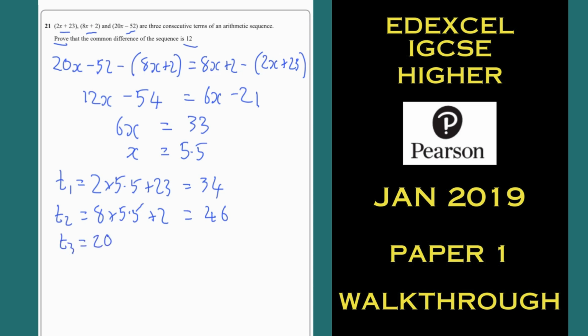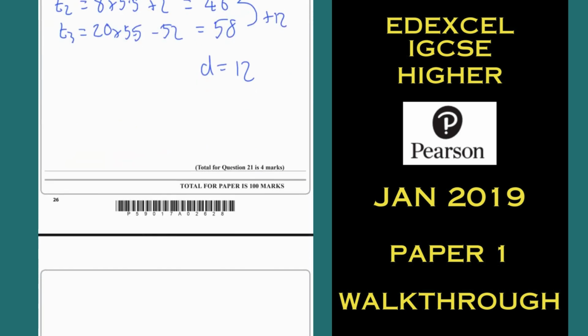20 lots of x. That's 110, isn't it? Take away 52 equals 58. And now you can lay it on a plate. Up by 12. Up by 12. Yep, we agree. The difference is 12.